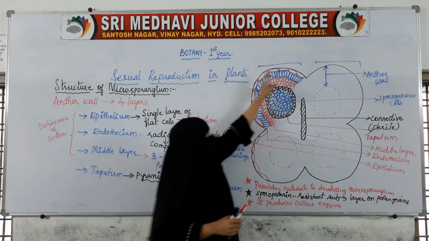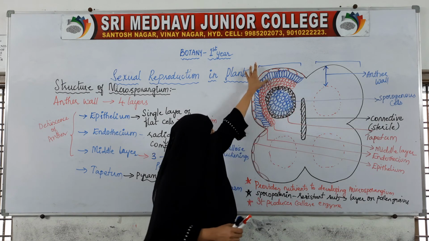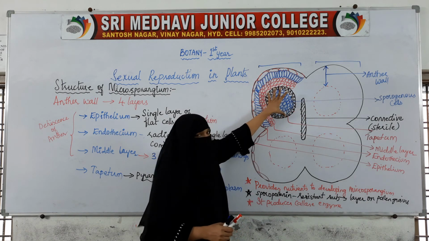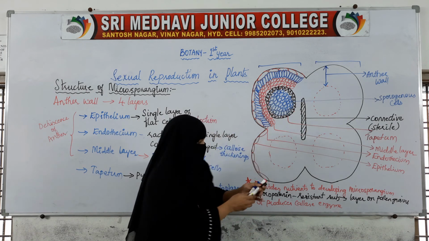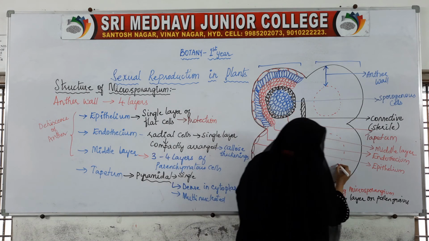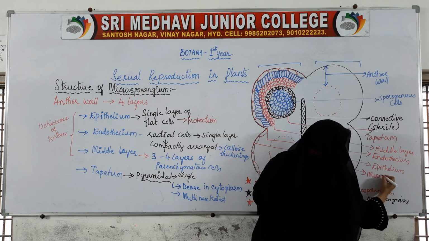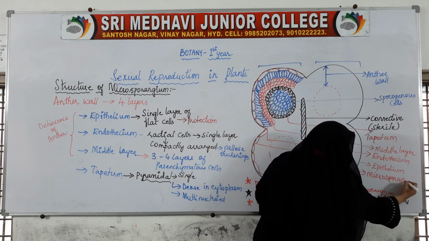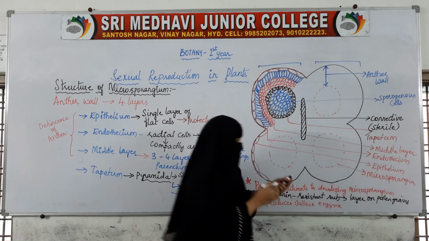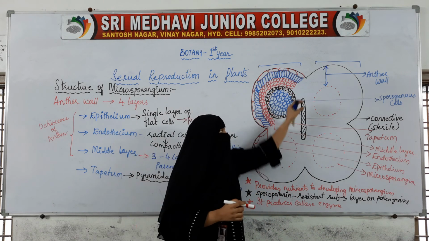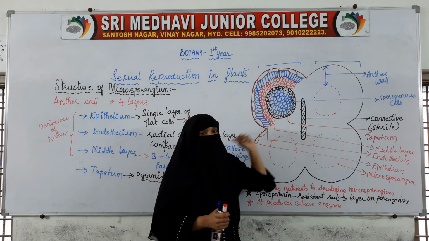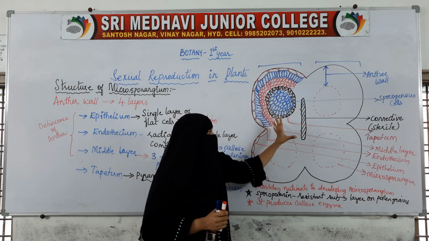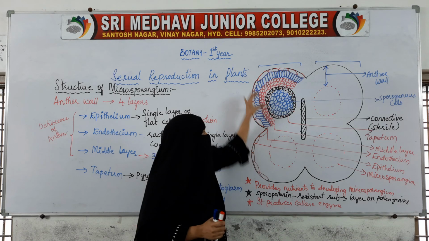Each anther is a bilobed structure. Each anther will have four sac-like structures which are called microsporangia. Between these two lobes a sterile tissue is present, which is called the connective. So these are the four different layers of the anther.